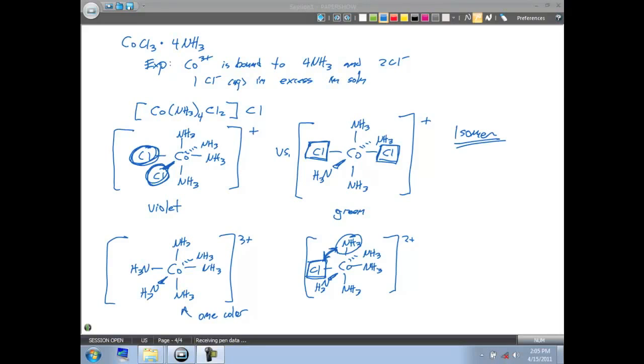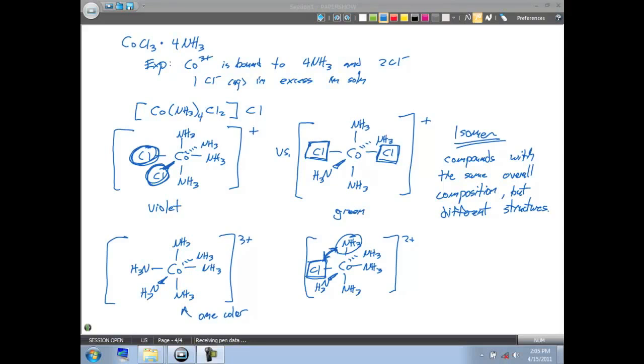And the term isomer refers to compounds with the same overall composition but different structures. So if two particular complexes have the same formula but a different structure, we refer to them as isomers.